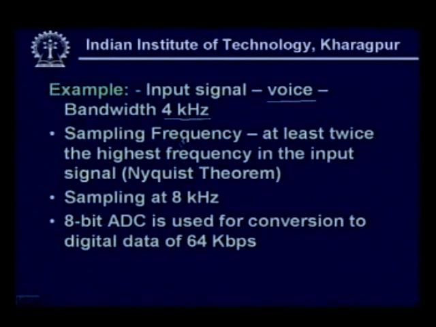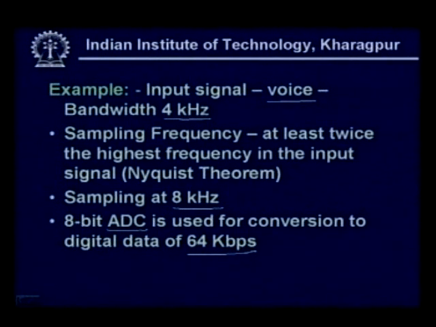So, the 4 kilohertz bandwidth signal is sampled at the rate of 8 kilohertz, and then you are using an analog to digital converter, an 8-bit AD converter, that means each sample value is converted into 8 bits. So, in 1 second you have 8k sample values and you multiply with 8 bits to generate digital data at a rate of 64 kilobits per second. So, data rate is 64 kilobits per second.